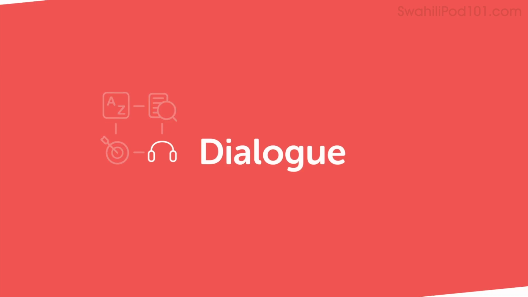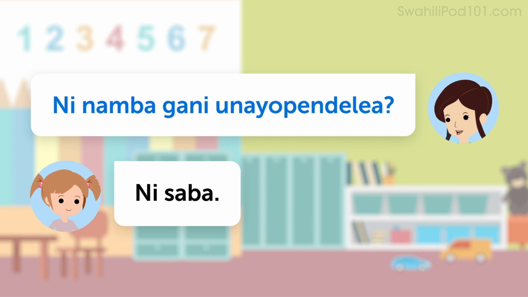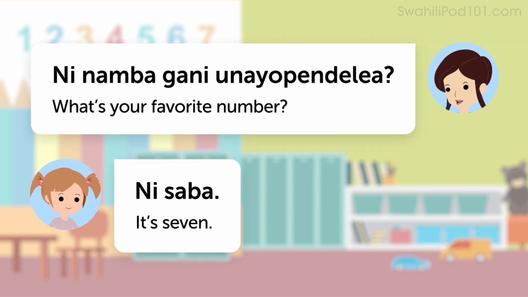Now, let's take a look at some conversational phrases. Listen to the dialogue. Ni namba gani unayopendelea? Ni 7. Once more with the English translation. Ni namba gani unayopendelea? What's your favorite number? Ni 7. It's 7.